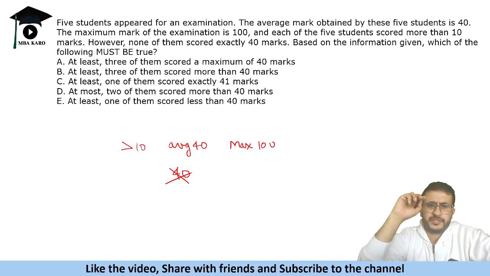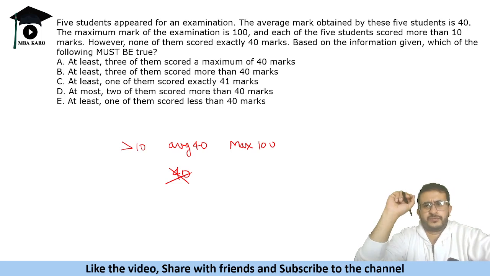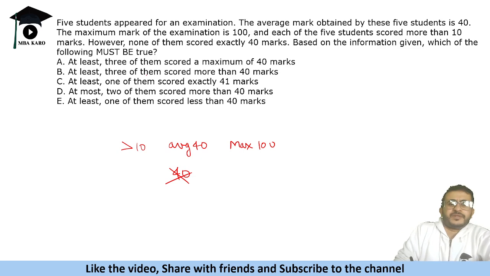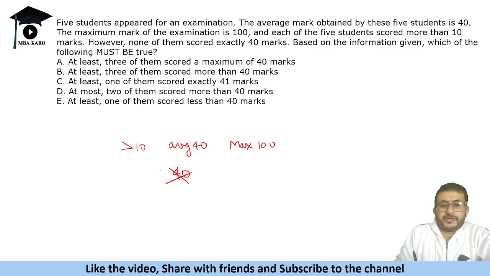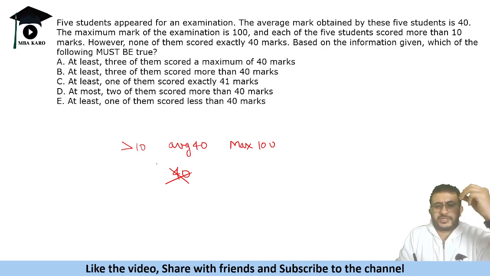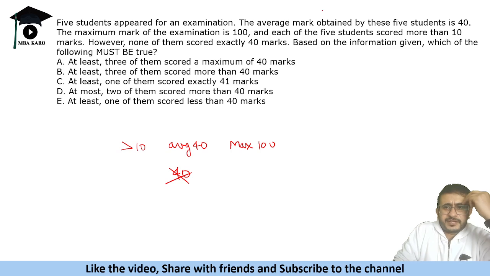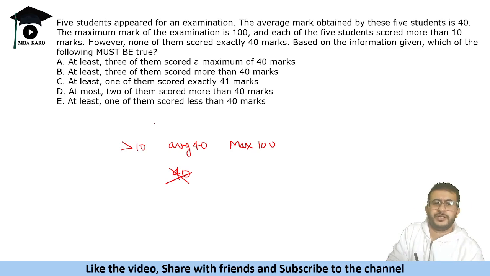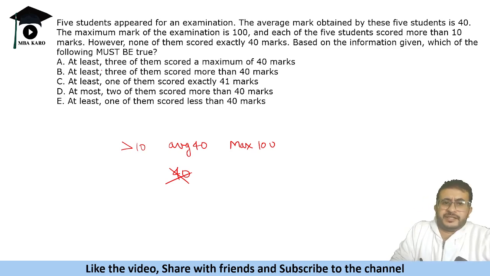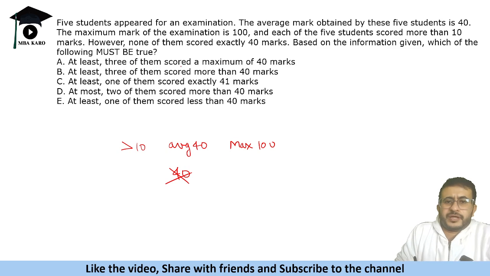Based on this information, which of the following must be true? At least three of them scored a maximum of 40 marks. Maximum 40 means three of them scoring less than 40. So it is possible that two of them have less than 40 and two more than 40. You can take some numbers. Does it say distinct numbers? Maximum marks is 100. Each of them scored more than 10. So we are not given any of the values, right? So we can prove it false.